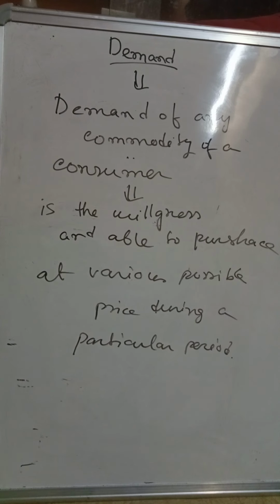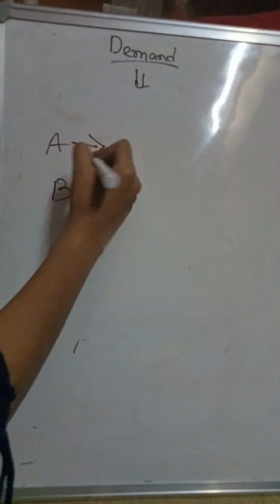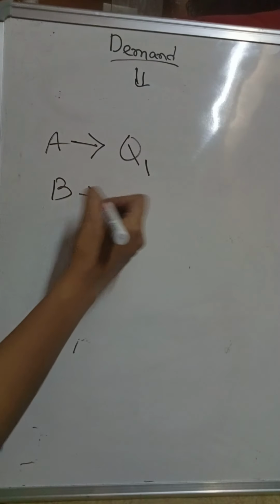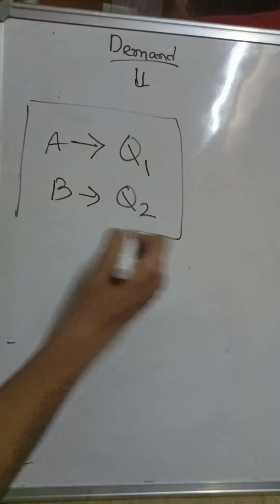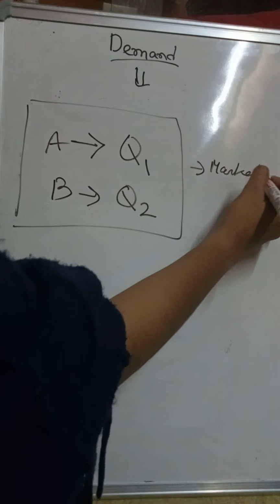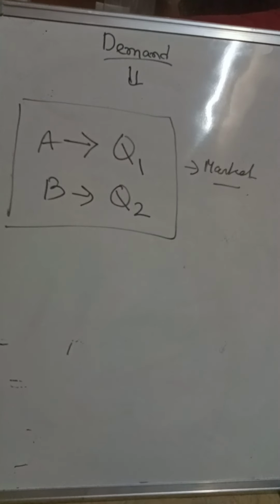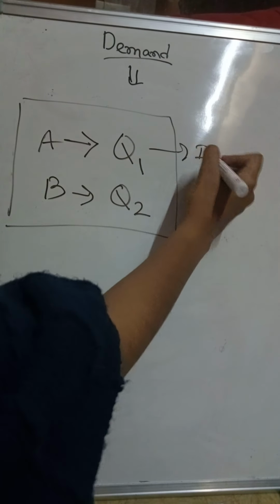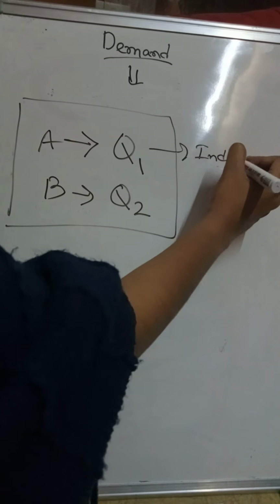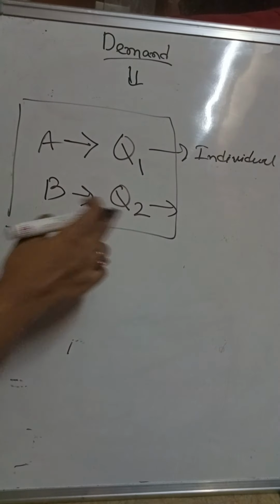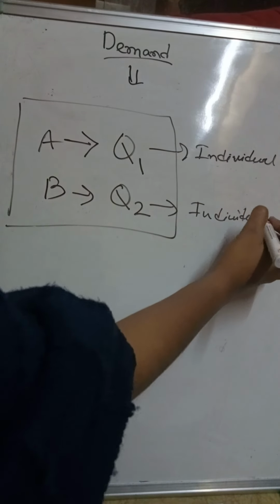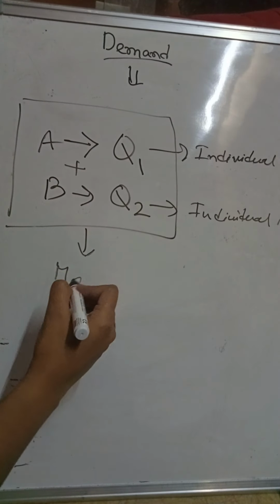Now a few more concepts about demand I want to tell you. What is an individual demand and what is a market demand? Individual demand means, suppose there is a person A and a person B. Person A is demanding some quantity Q1, and person B is demanding quantity Q2. Now suppose person A and person B constitute a market, a market which consists of only two consumers. Then A's demand Q1 is the individual demand of A, and B's demand Q2 is the individual demand of B. Now together if we add them, we will get the market demand.